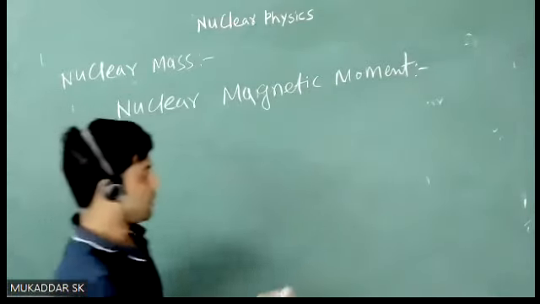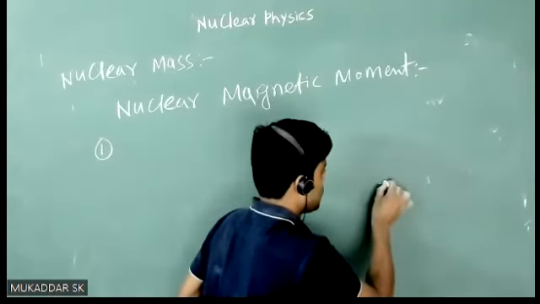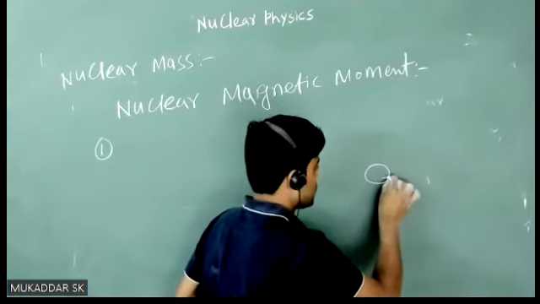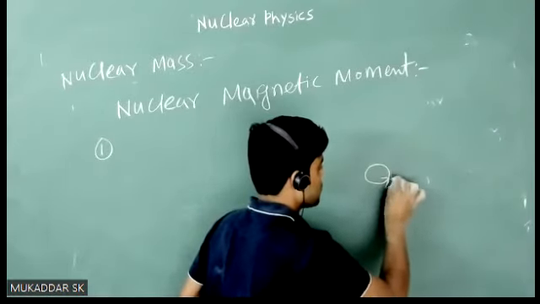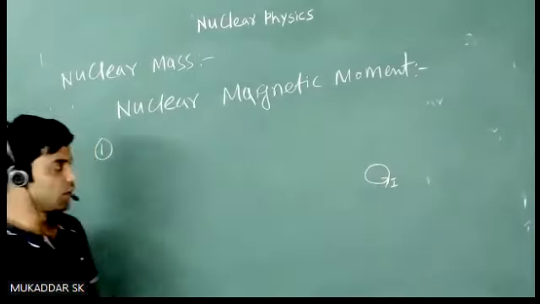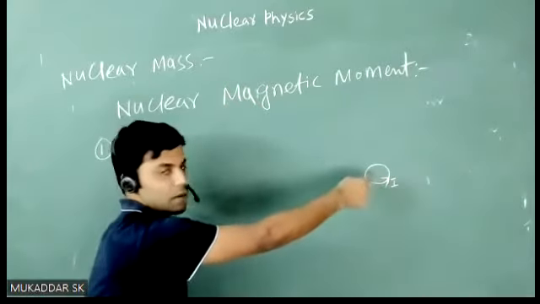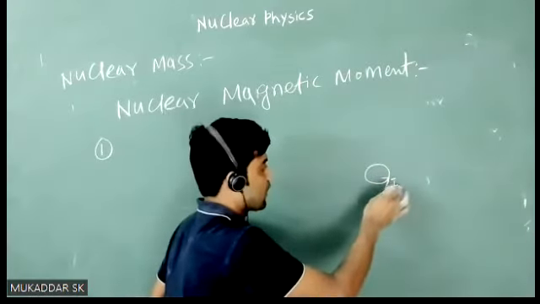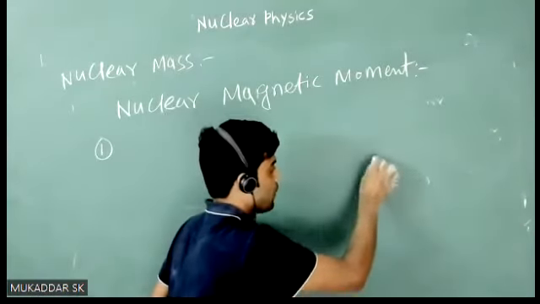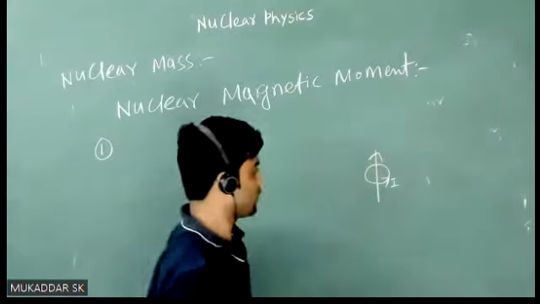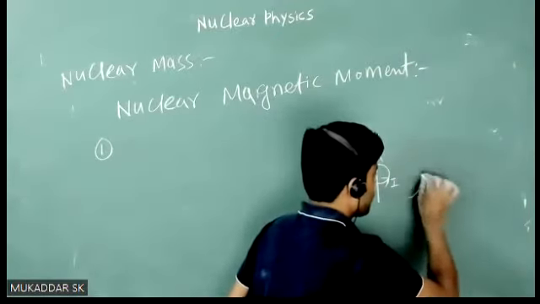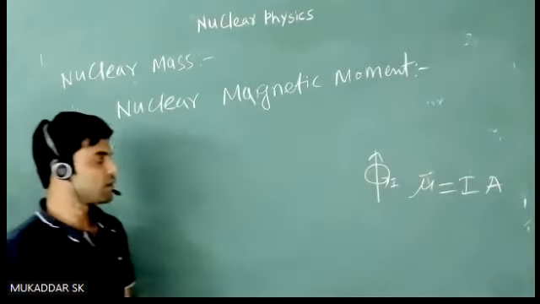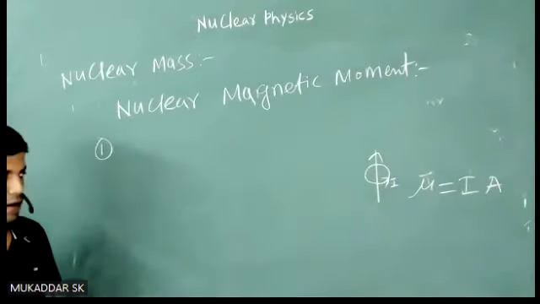So you know, suppose this proton is revolving around some orbit. Since the proton is a charged particle, its motion will give some current. Since it is revolving, it will make a closed loop, and we know if a closed loop is carrying current I, it will make some magnetic moment, that is nothing but mu equals I into A. You learned this in basic electromagnetic theory, right?